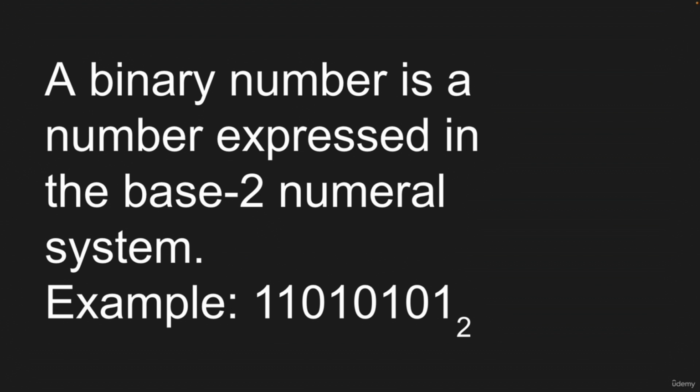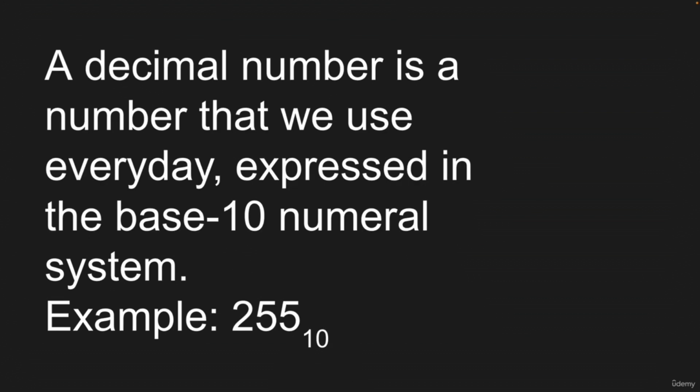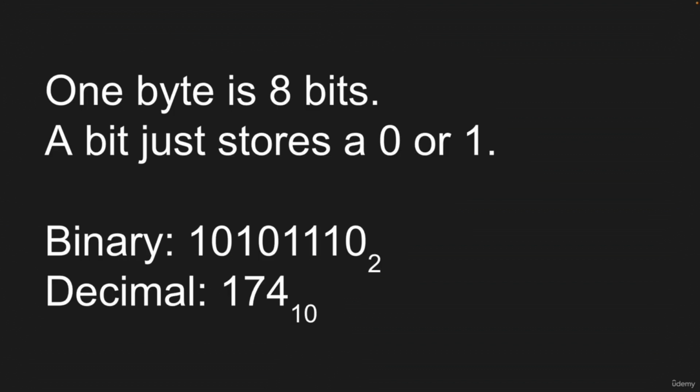So a binary number is a number expressed in the base 2 numeral system. So for example, 11010101. These are actually used for bytes, which I will elaborate on more in the next slides. A decimal number is a number that we use every day, expressed in the base 10 numeral system, like 255 or 500 or 600. That's just what we use every day.